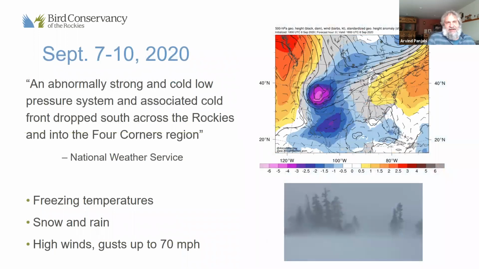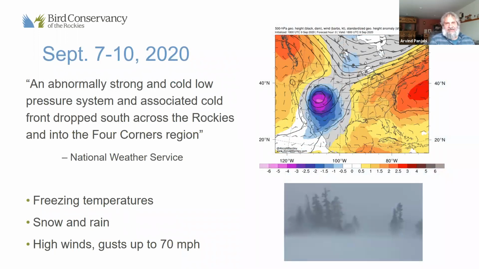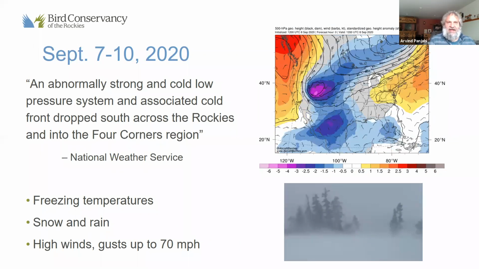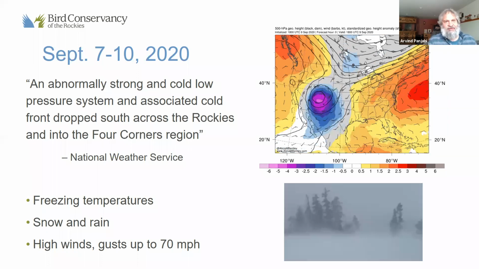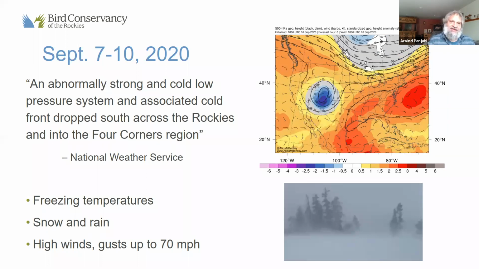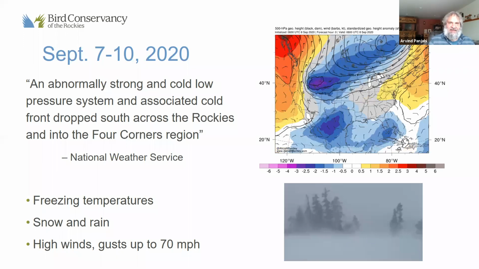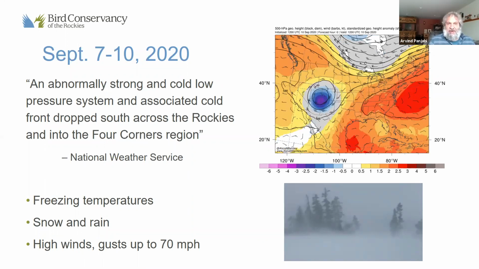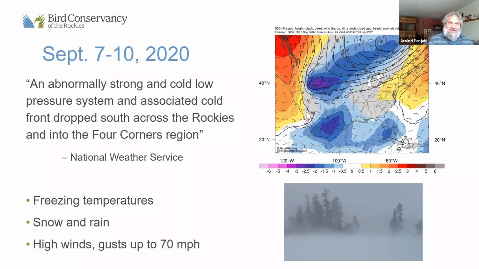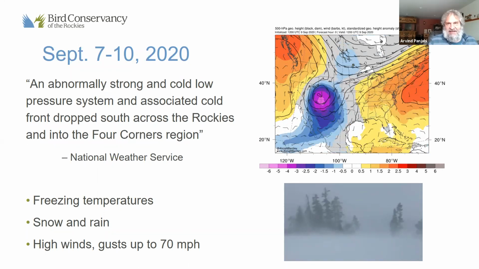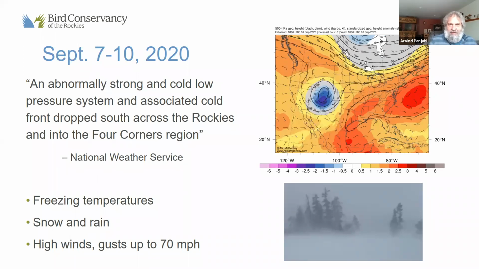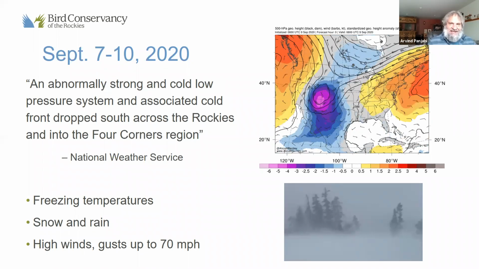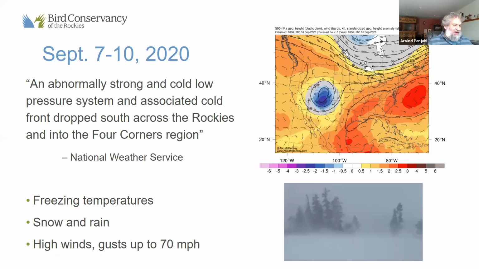So I'll take you back to those days of September 7th through the 10th of 2020, when we had an abnormally strong and cold low pressure system and associated cold front dropped south across the Northern Rockies and into the Four Corners region. This was accompanied by freezing temperatures, abundant snow and rain, and extremely high winds with gusts up to 70 miles an hour. And as you can see, this cold air mass moved down from the Arctic through the Great Plains and into the Rocky Mountains regions, and settled right over the Four Corners region, where it remained for a few days.